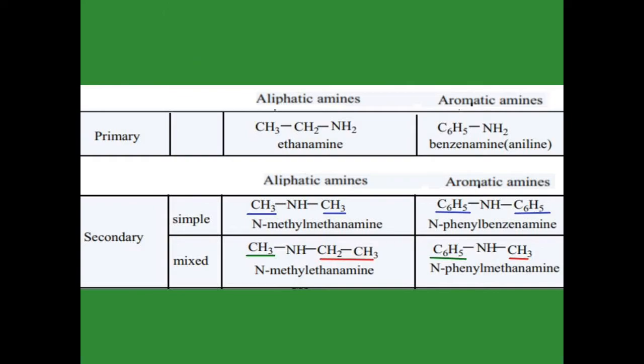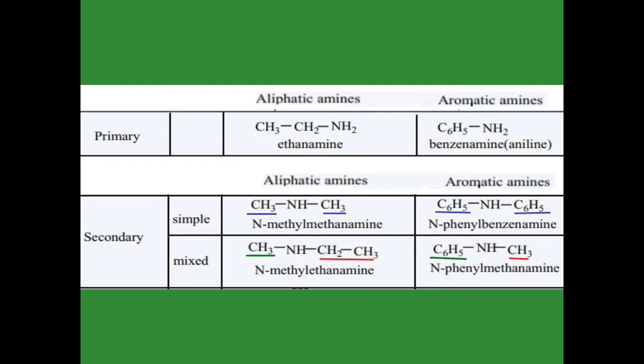Primary amine means the nitrogen containing only one alkyl group or one aryl group. See the example: the nitrogen having CH3 CH2, only one alkyl, that is ethyl. The name of that compound: 2 carbon, eth, single bond, ane, and amine, so ethanamine.